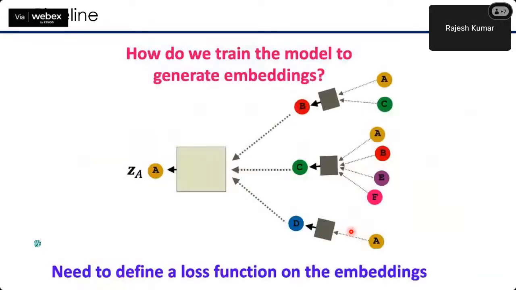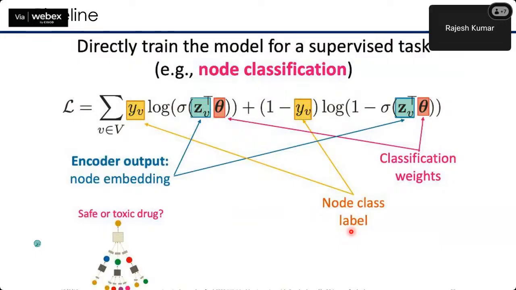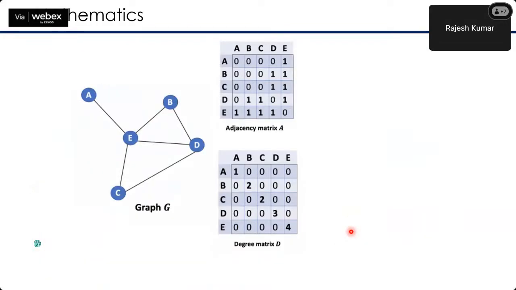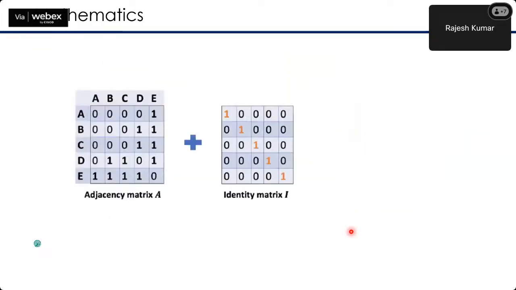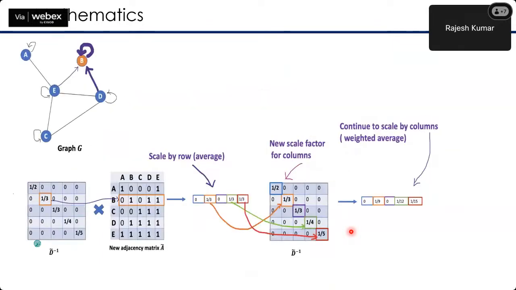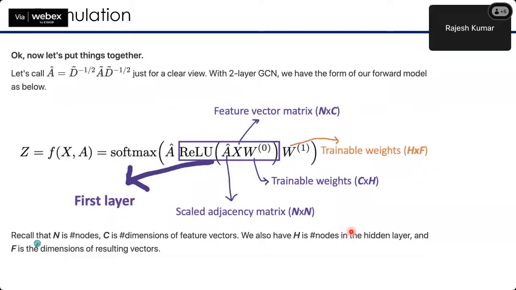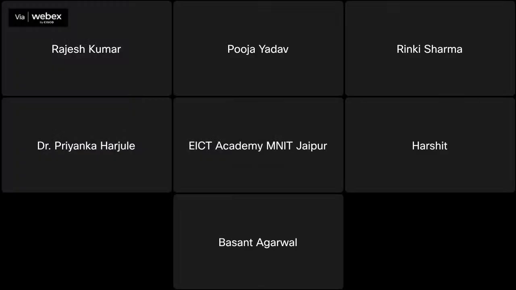Okay, and let me see if the example is here. Okay, this we already discussed. We already discussed this part also, the feature matrix and the calculations. Okay, we have talked about the weight updates. This we have discussed. Yeah. Okay, so yeah, that's all from my side on graph neural networks.